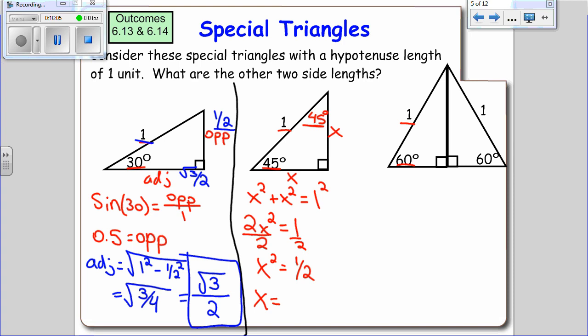Remember our little fraction, so if you square root something, you're square rooting the top and you're square rooting the bottom. So by square rooting, I square root the top and I square root the bottom. The square root of 1 is just 1, so I leave it like that.